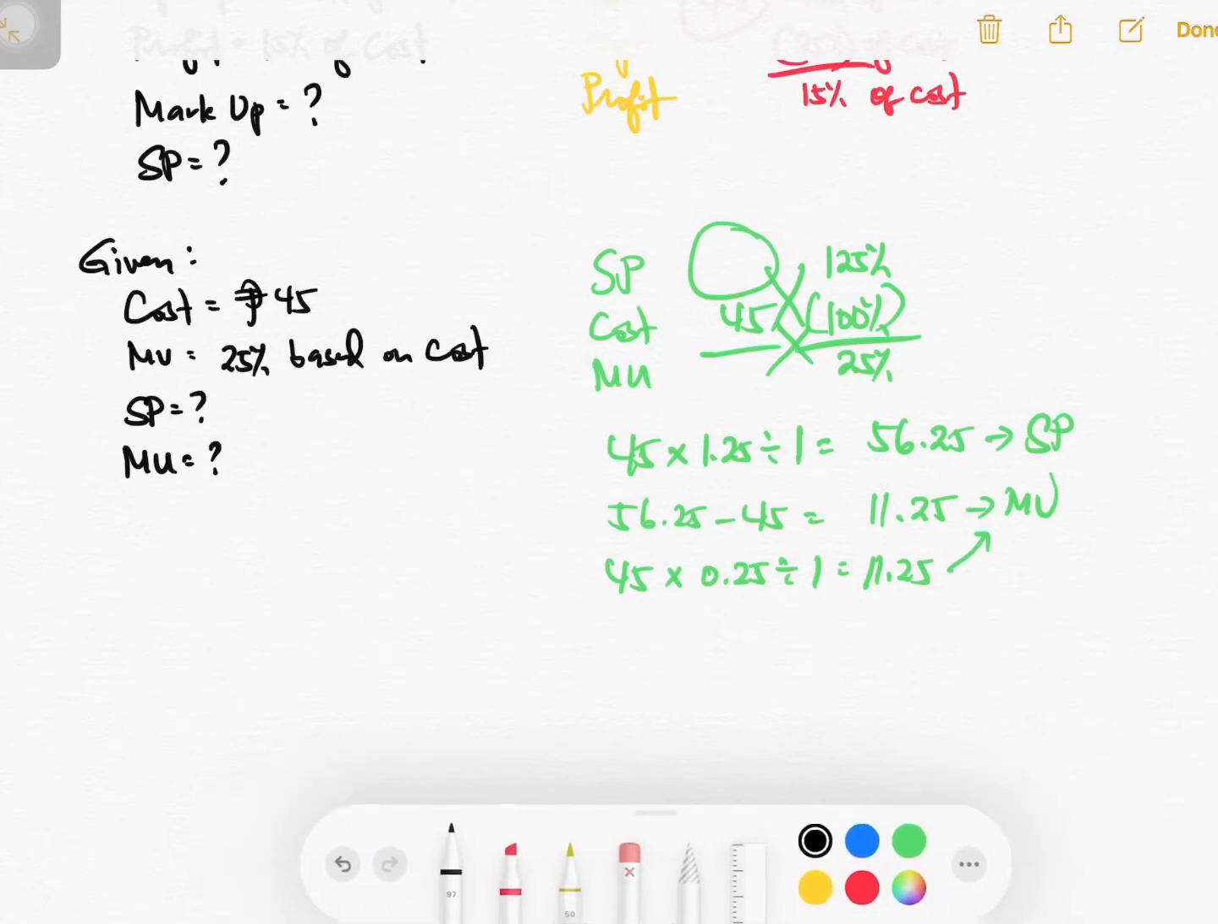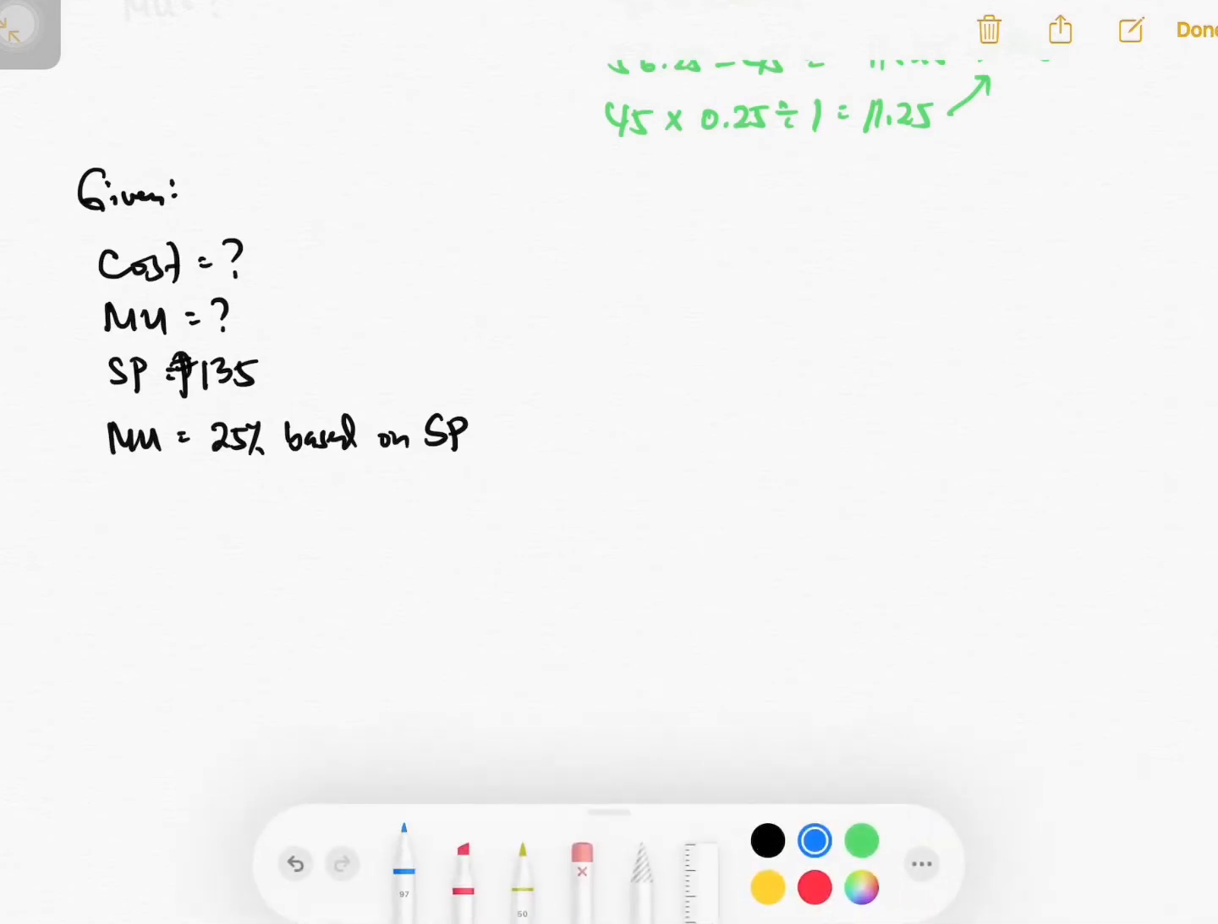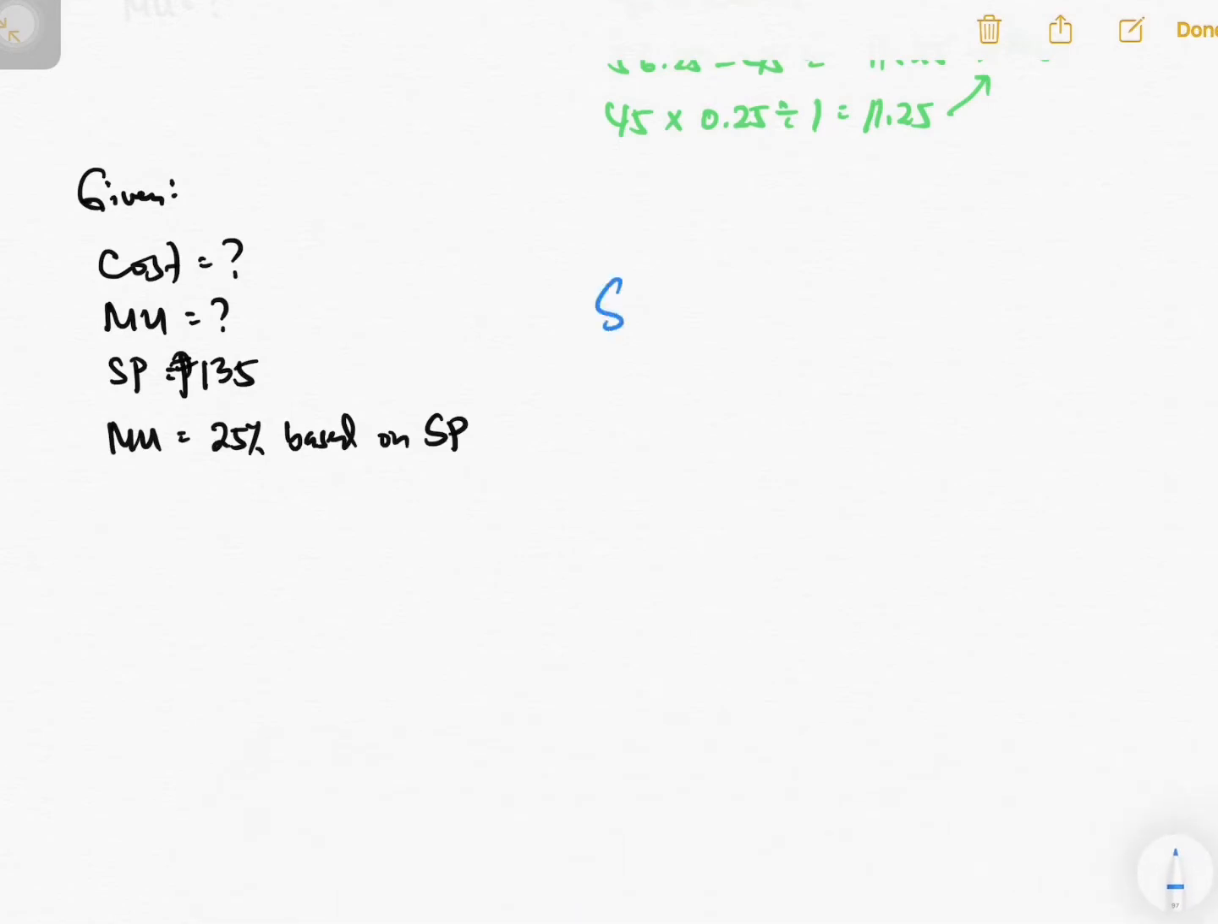Let's have another one. So let's try this one. You are given the selling price, 135, and the markup is 25% based on the selling price. So let's set the formula. Selling price minus cost equals markup. Selling price is 135, and then the markup is 25%. The basis is selling price, so this is 100%. So cost is 75%.